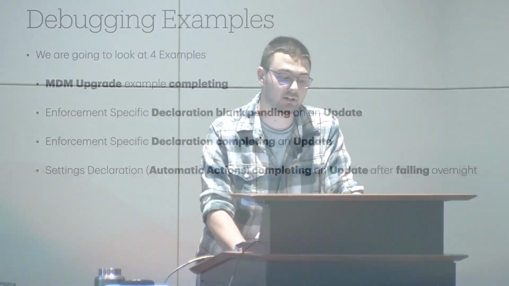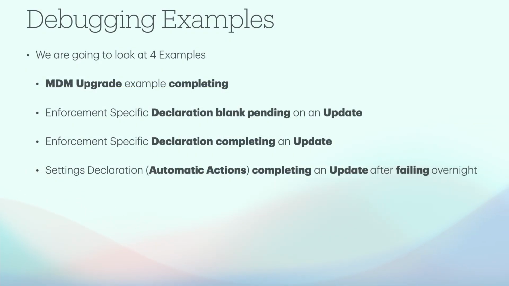So with that, debugging it. You've installed the beta updates or you're installing a regular update. What does that look like? Well, we're going to take a look at 4 examples. We're going to look at an MDM upgrade, so going from one version to a major version, 13 to 14. Then we're going to look at an enforcement-specific declaration where it was blank and pending and we didn't know why that was. And then we're going to look at an enforcement-specific declaration where it does complete.